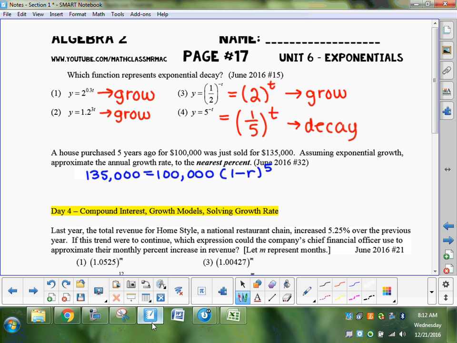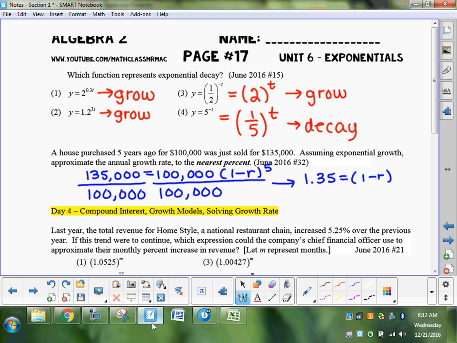This is going to be a power equation. What do we need to do in order to solve for the rate? What would my first step be? Divide both sides by 100,000. So I'm going to divide both sides by 100,000. Now my spacing, did I give you more space in your paper? Okay. Plus r, sorry. Where did I write minus r? It should be plus r, to the 5th power.